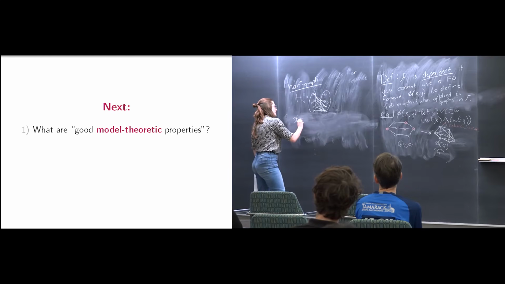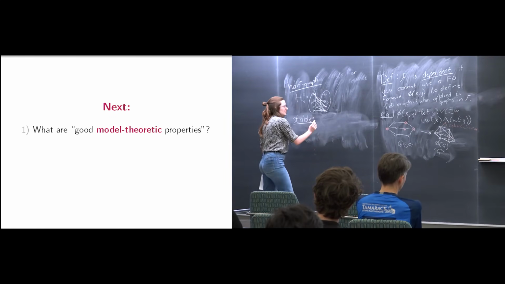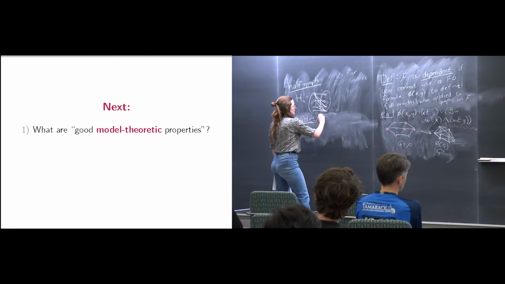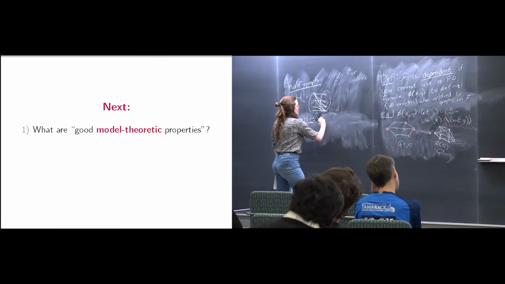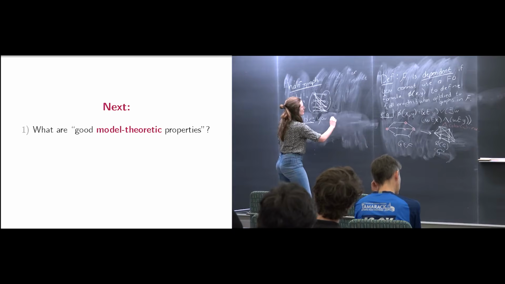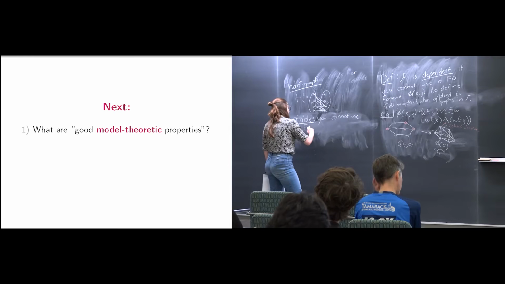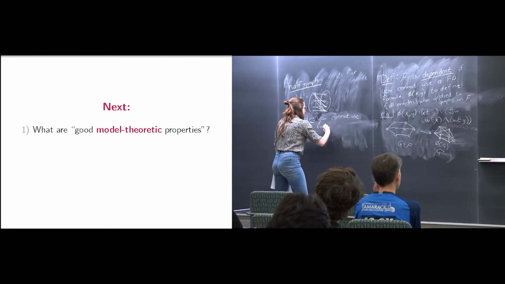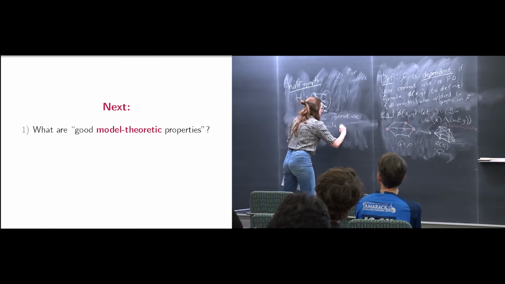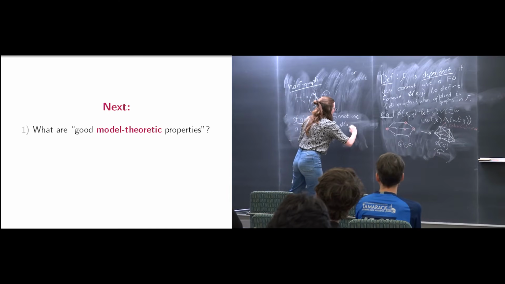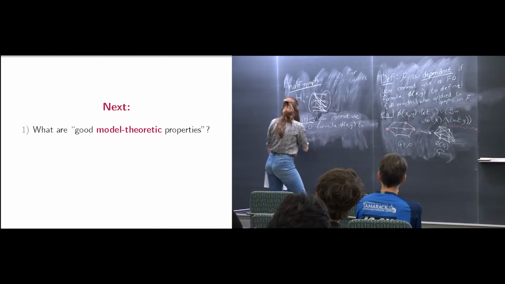So we say that a class is stable, not just edge stable, but stable, if you cannot use a first order formula to define the class of all half graphs.